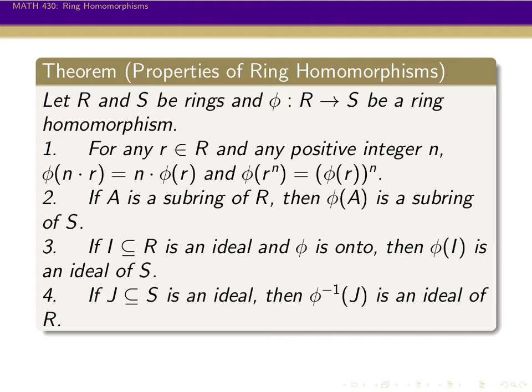If J is an ideal of S, then the preimage of J is going to be an ideal of R. One of the things to check to make sure this is an ideal is that the preimage needs to be non-empty, but since any ideal contains 0, the preimage of 0 has to contain 0. And so that means the preimage is at least going to be the trivial ideal.